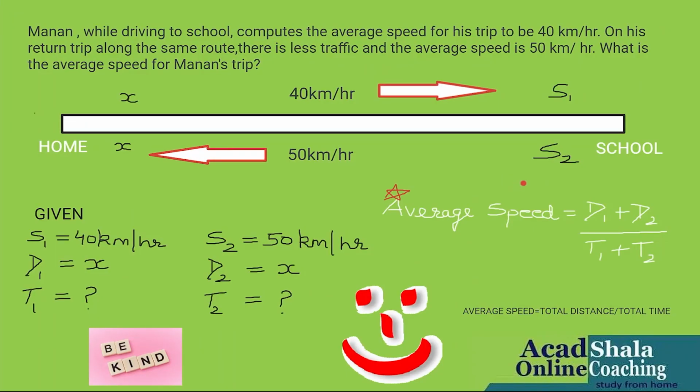The numerical says, Manan, while driving to school, computes the average speed for his trip to be 40 km per hour. On his return trip along the same route, there is less traffic and the average speed is 50 km per hour. What is the average speed for Manan's trip?